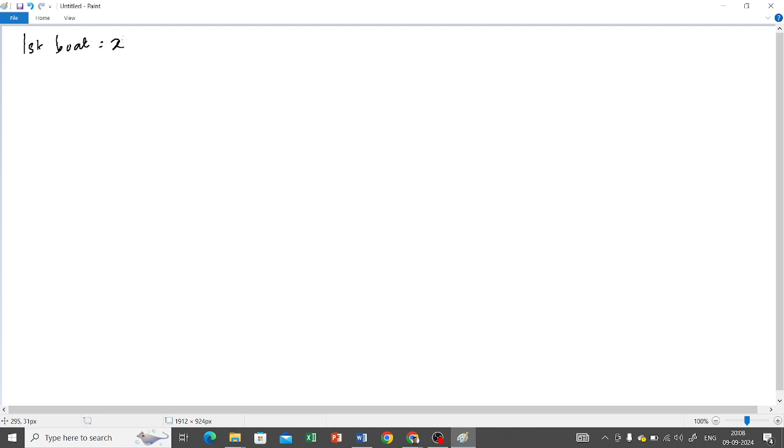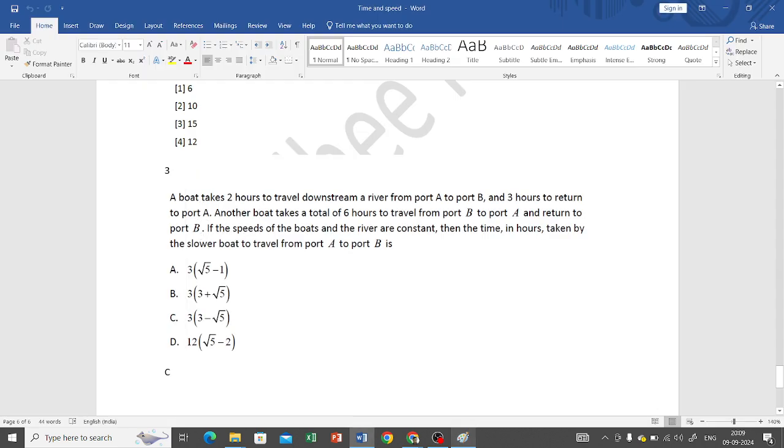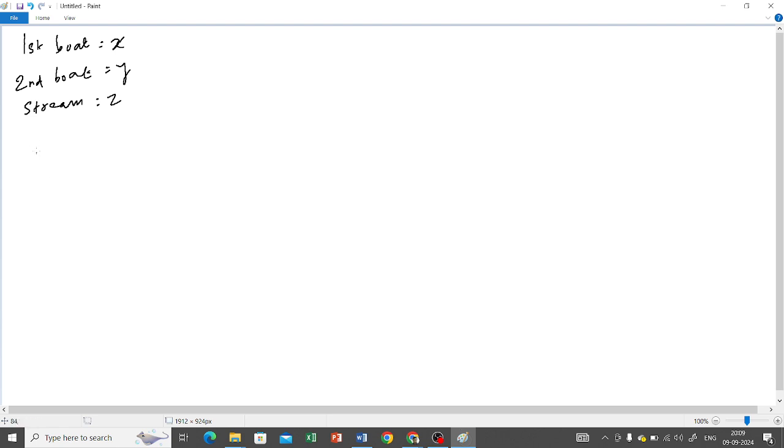Its speed as x kilometer per hour. Let us take the second boat, its speed as y kilometer per hour. Let us take the speed of the stream as z kilometer per hour. Now it is given that the first boat takes 2 hours to travel downstream from port A to B. So A to B, and we are taking the condition for the first boat. So this direction is down and this direction is up. So first we are taking the downstream condition.